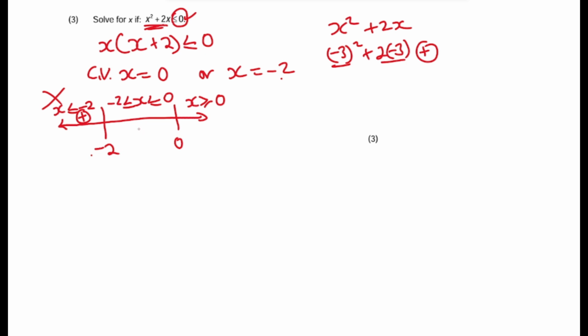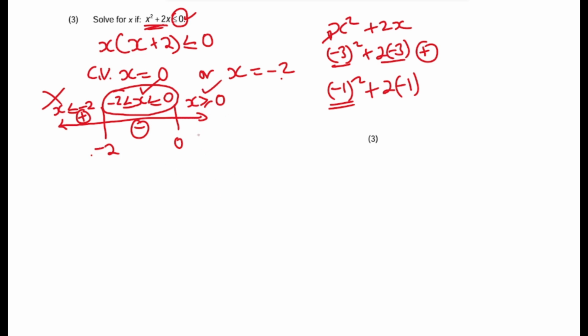Let's say -1. If we put -1 into this function, we get -1 squared plus 2 times -1. -1 squared is 1. 1 plus -2, that is 1 minus 2, which is negative. So this is negative. That's what we want because it says less than or equal to 0. So it means in this interval the function is below the x-axis, or negative.